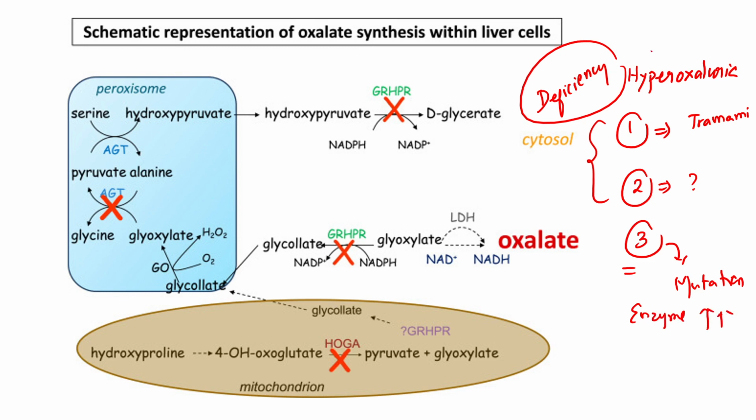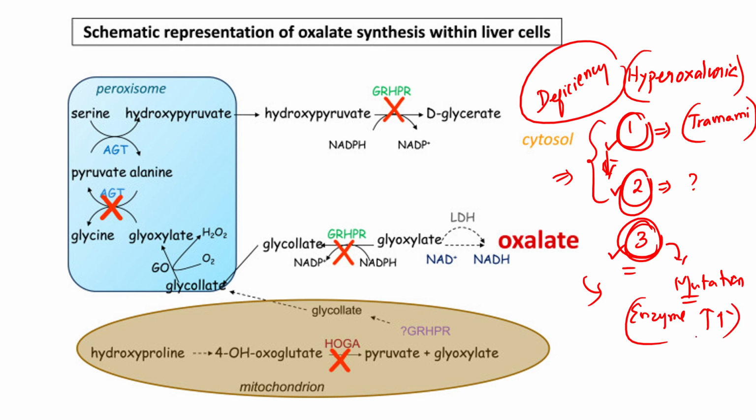There are three types of primary hyperoxaluria: type 1, type 2, and type 3. We'll discuss these three soon, but before that, type 1 and 2 will have mutations in the enzymes where the activity of these enzymes will be decreased. Now, in case of type 3, the mutation has happened in such a way that the relevant enzyme activity is increased. Now, look at this part here. We will be concerned about peroxisomes and mitochondria together.